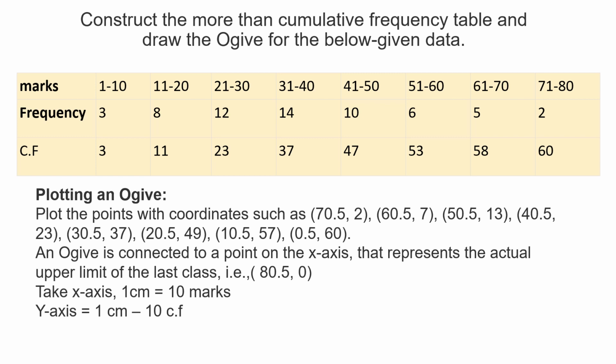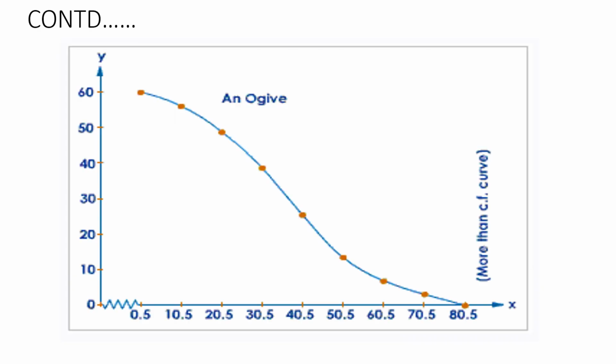So in this way, you are going to plot the points with coordinates like this, and you are going to get points like this at 70.5, this at 60.5, and when you create a freehand curve, you are going to get a more than ogive curve or more than cumulative frequency curve. And the more than cumulative frequency curve will always be touching your higher frequency on the x-axis curve.